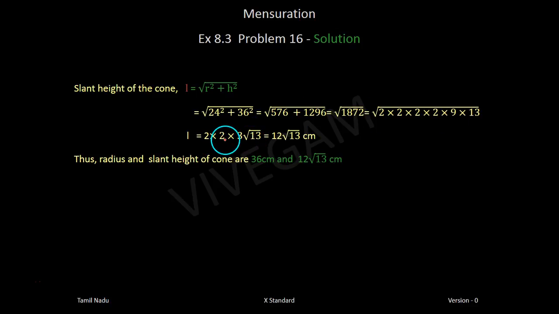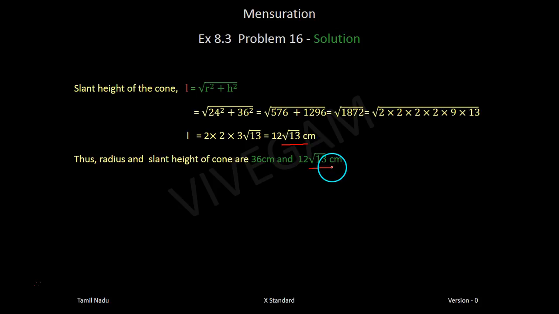So this becomes 2 2s are 4, 4 3s are 12. It is 12 root 13 centimeter. So the radius of the cone is 36 centimeter, which we calculated earlier, and the slant height is 12 into root 13 centimeter. You got it?